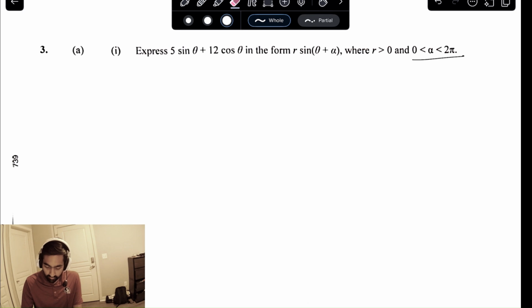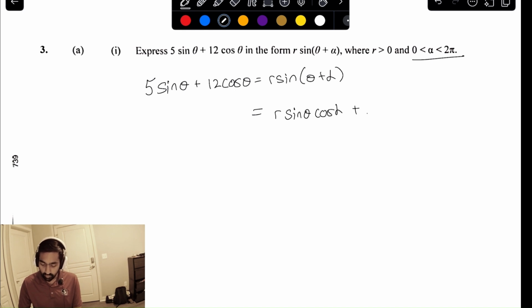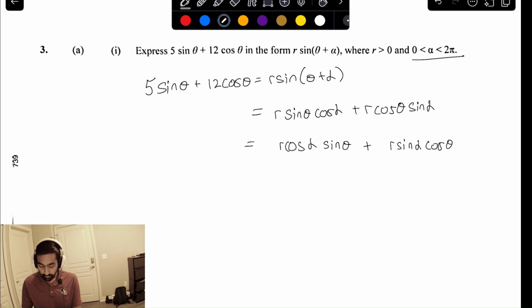Okay, so now to solve this, what we're going to do is write 5 sine theta plus 12 cosine theta is equal to r sine (theta plus alpha). And our job is to solve for r and alpha. The way we're going to do that is we're going to expand the right-hand side using the sine sum formula, which is r sine theta cosine alpha plus r cosine theta sine alpha. I can rewrite this as r cosine alpha sine theta plus r sine alpha cosine theta. And I want this to be equal to 5 sine theta plus 12 cosine theta.